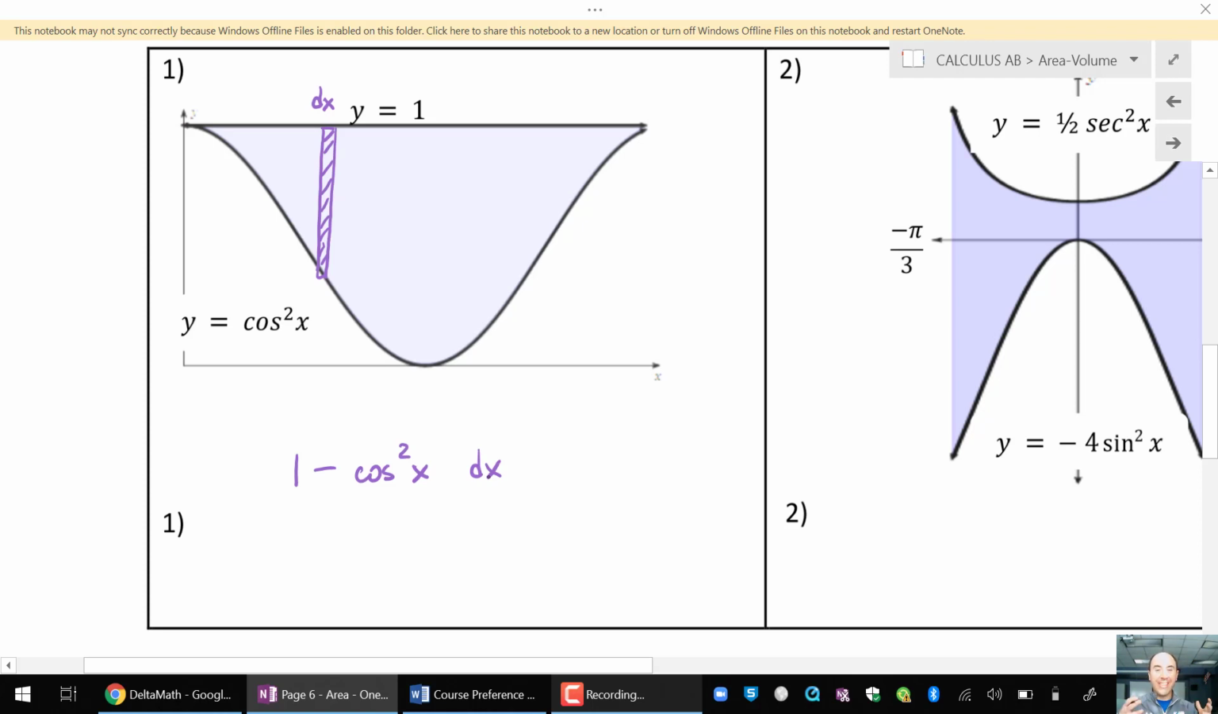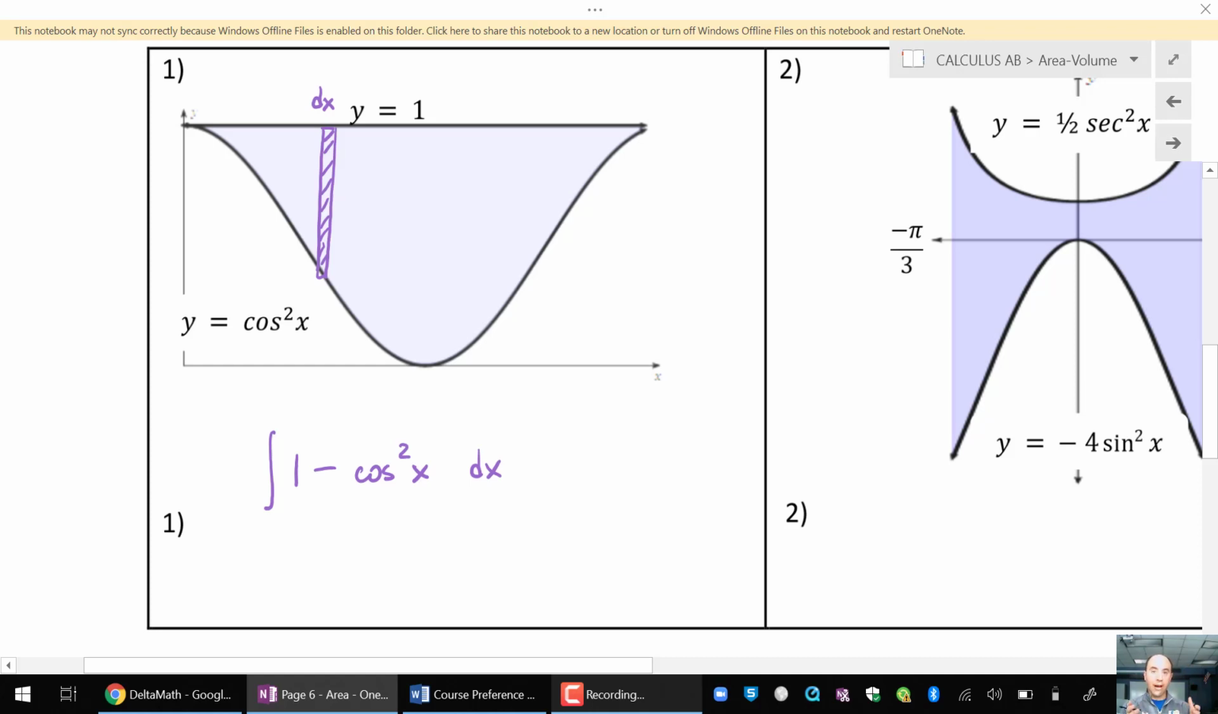But in reality, I actually want to have an infinite number of rectangular strips covering that region. And there's this idea of a little bit of a Riemann sum. But we now know that if I want an infinite number of rectangular strips, then that just simply means integrate.